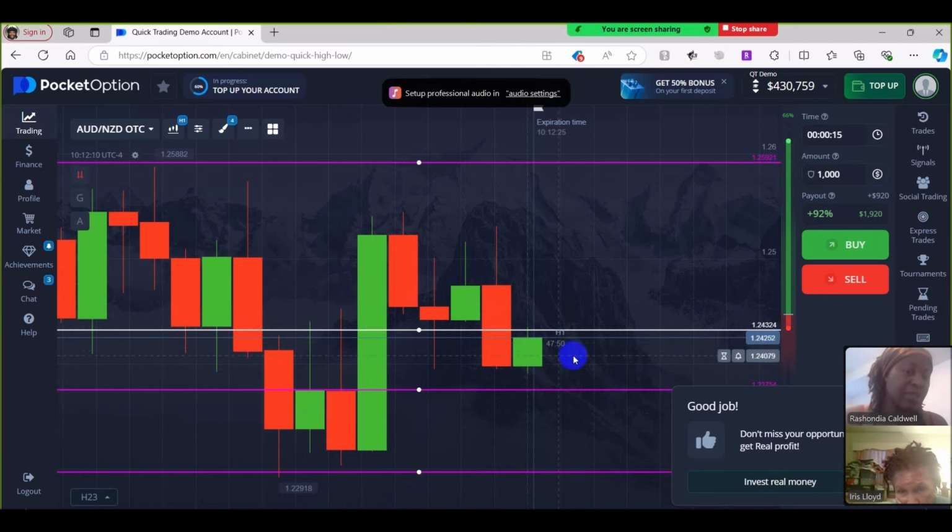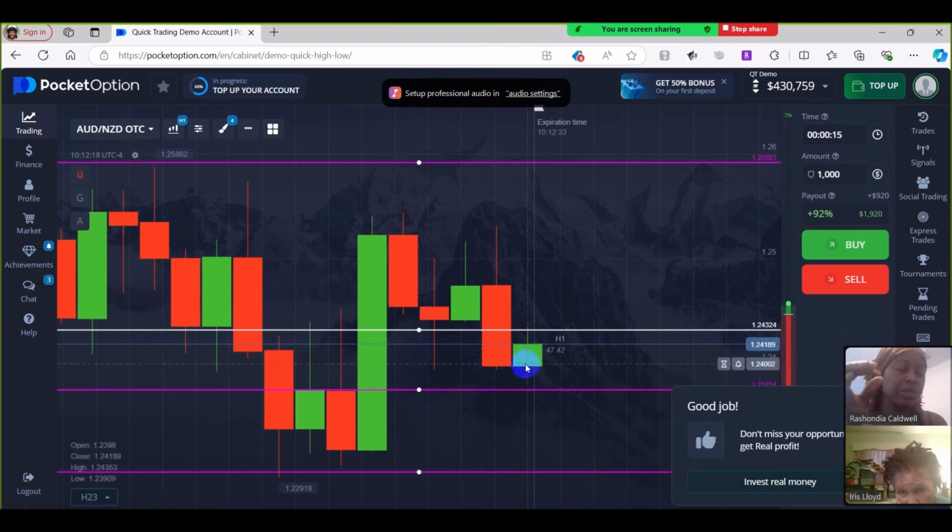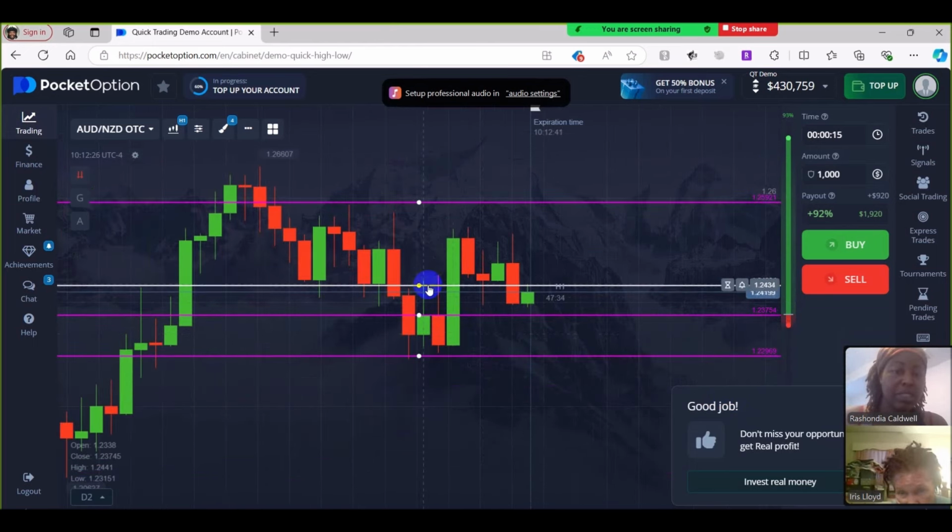I wouldn't really put in a 5-minute trade because you see it's a green candle, so it's pushing up. It wants to push up, but the higher time frame is not letting it push up. This candle wick over here is saying, yeah, you might push up, but you reject it right here. You pushed up to right here, but you rejected and came back down.